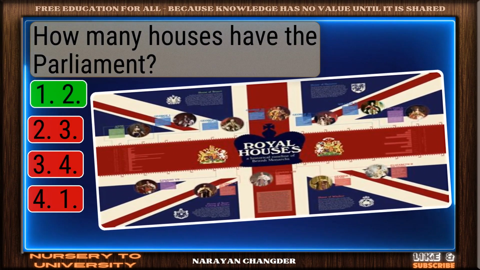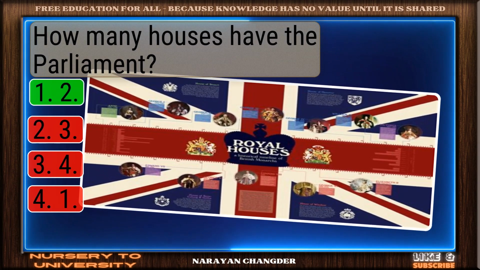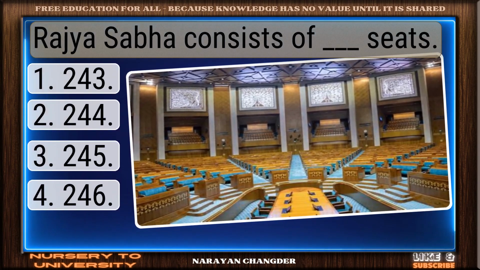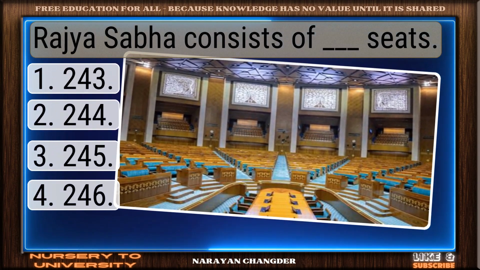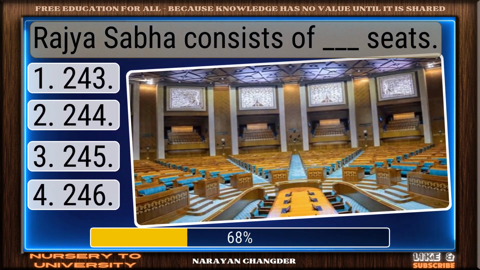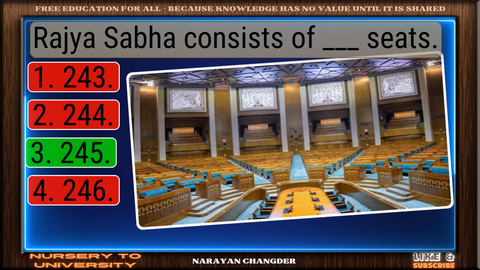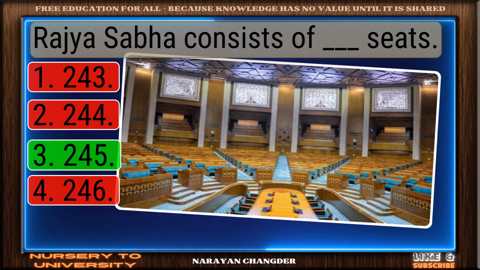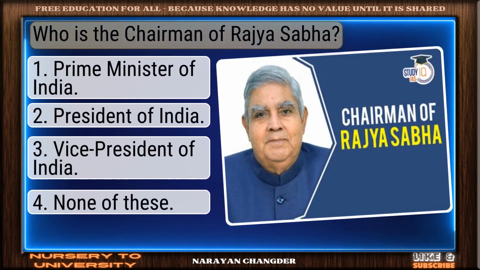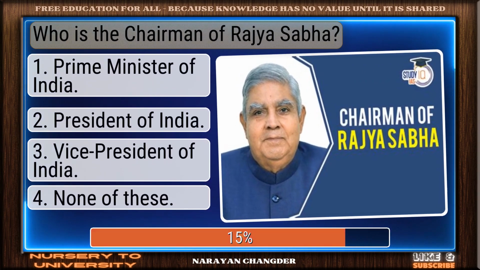Nice selection. 2 is the correct and valid answer. Question number 183. Rajya Sabha consists of dash seats. Well done. 245 is the right choice. Question number 184. Who is the chairman of Rajya Sabha?